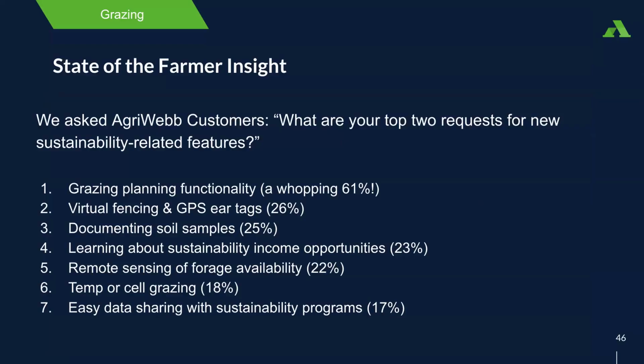Thanks, Jess. And just another bit of feedback we got from that State of the Farmer survey that we recently ran. We asked AgriWebb customers specifically, what are your top 2 requests for new sustainability related features? And the number 1 was grazing planning functionality. Out of that 1,000 people, 61% had that as their top request. Then we have some for virtual fencing and GPS ear tags. And you can see the list down here. There's some other pieces regarding documenting soil samples and some other pieces that we're not quite ready to start working on yet, but that'll be feedback that we take on board and consider for the future as well.